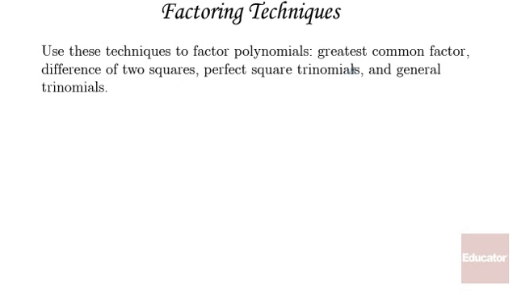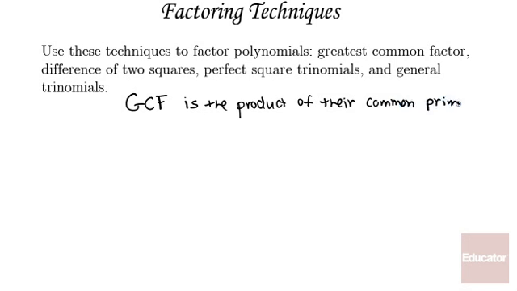Okay, first remember the greatest common factor. The greatest common factor, or GCF, of two or more numbers is the product of their common prime factors. And in factoring, often when you're factoring an equation, if there is a GCF, you want to factor that out first, because then you're working with something less complicated.